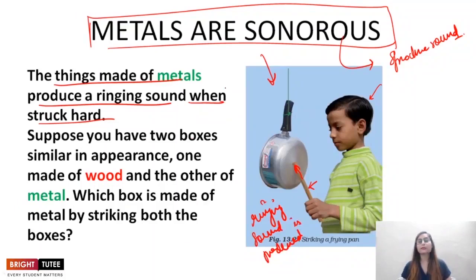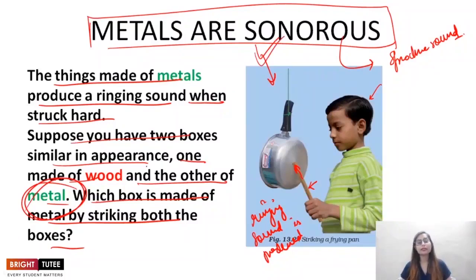So this is the property of metals only. Suppose you have two boxes similar in appearance, one made of wood and the other made of metal. Which box is made of metal? By striking both the boxes, the sound will be made by the metal container, the metal box, because metals have this property of being sonorous.